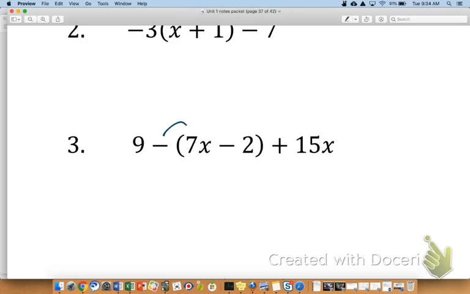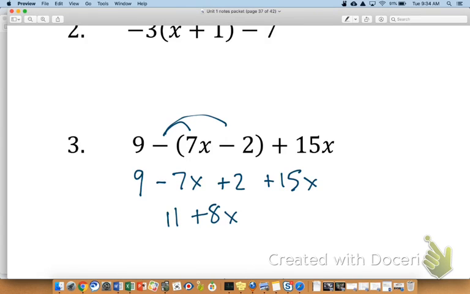So you could almost think of this as a distributive property, sort of. If you did do that, you'd get 9 minus 7x. And what's the part that a lot of people forgot? Minus a negative 2 is really plus 2. Yeah. Once you got to here, it was a matter of adding your like terms. 9 plus 2 is 11. Negative 7x plus 15x is 8x. So either 8x plus 11 or 11 plus 8x. Either one of those would be okay at this point.